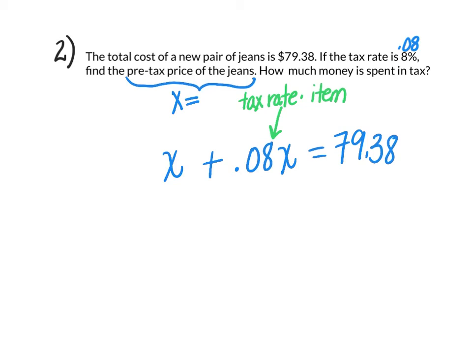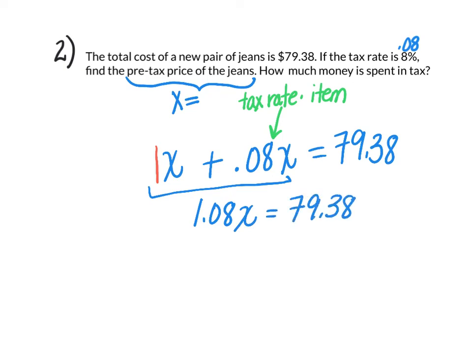Now I just need to solve this equation by combining like terms. Remember, there's an understood 1 there, so when I combine like terms, I have 1 whole plus 0.08. That leaves me with 1.08X is equal to $79.38. Now I'll divide by my coefficient of 1.08, and I find out that the jeans cost me $73.50.